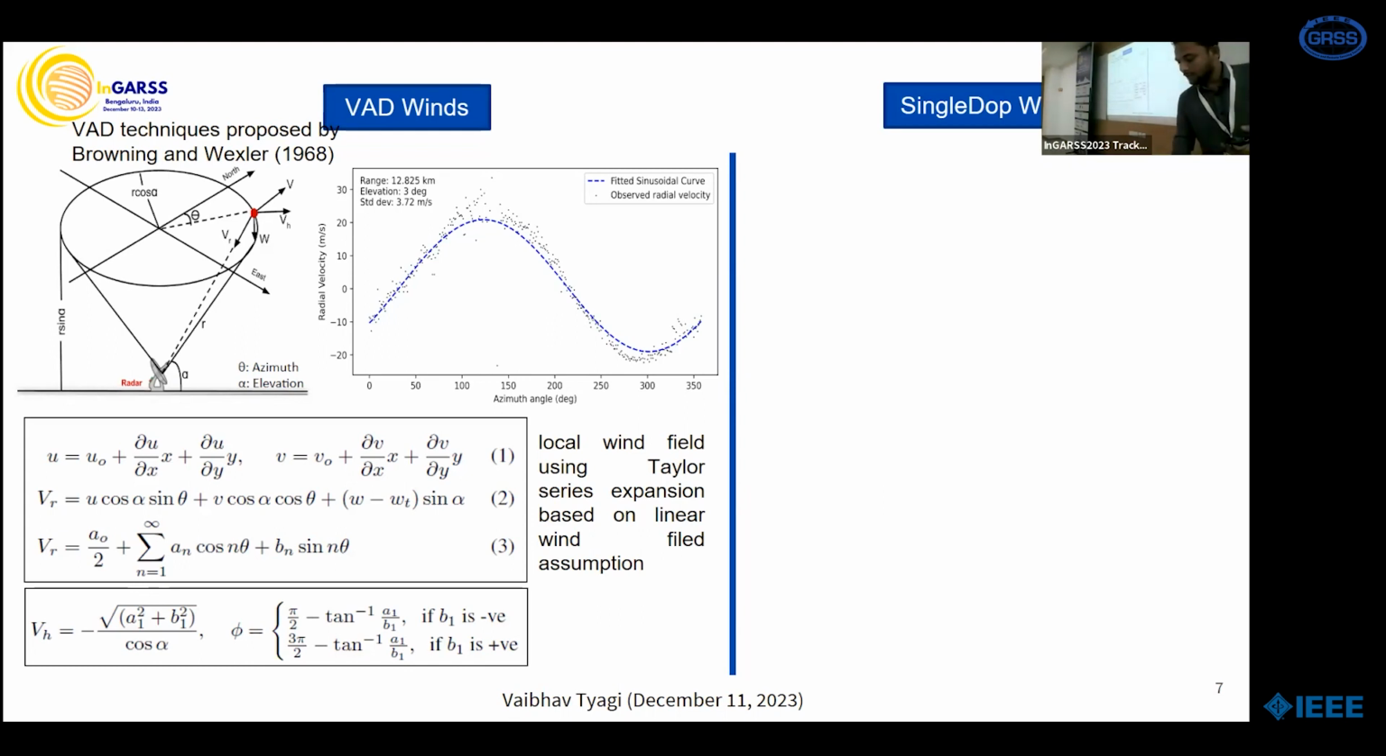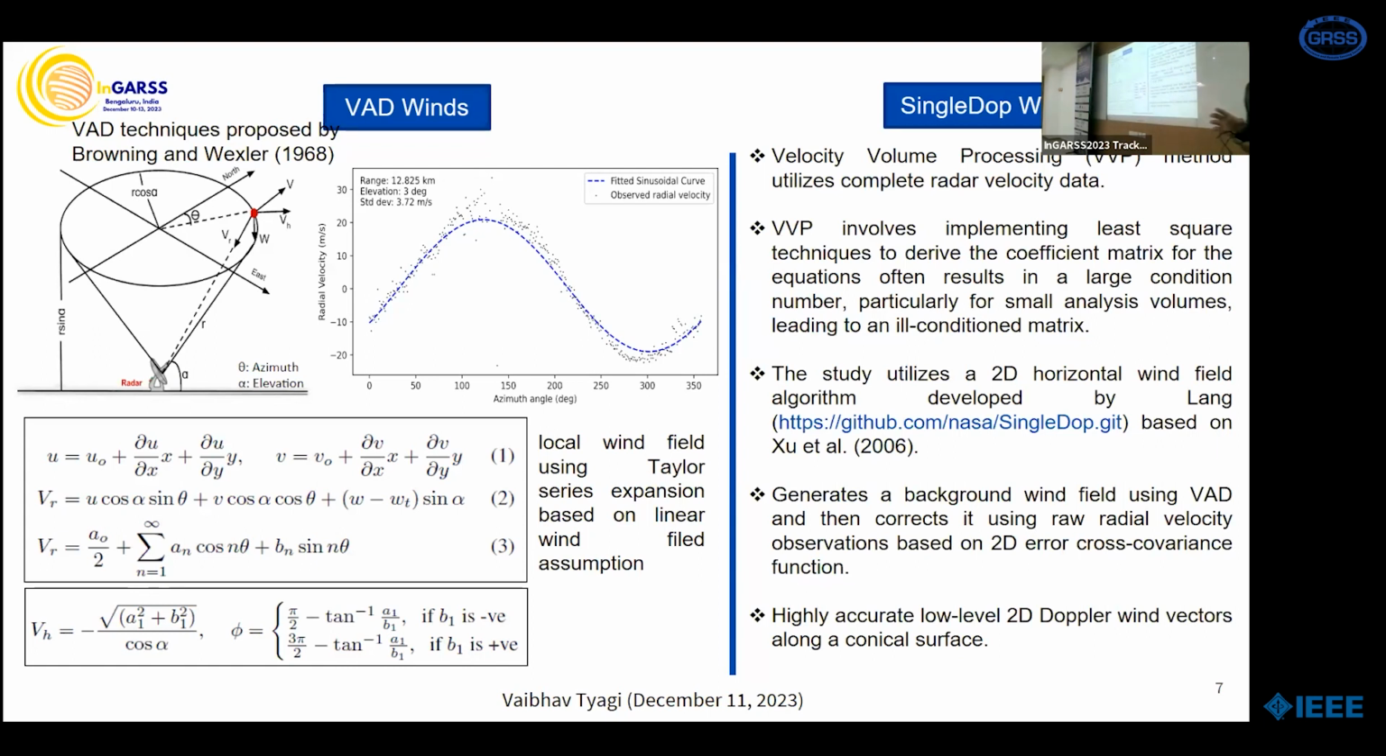In order to have a comprehensive 2D analysis, we can go for another method that is known as velocity volume processing. In the literature, the velocity volume processing method has several disadvantages. This method involves estimating linear parameters, considering that the wind fields are linearly varying, but that is not always the case. So there is a study by Zhu et al., as I already mentioned, that uses 2D cross covariance functions in order to estimate the wind fields on a conical surface. They use the background error covariance method while using the VAD winds as the initial guess.